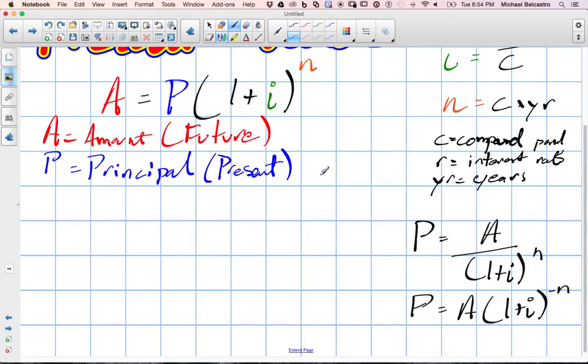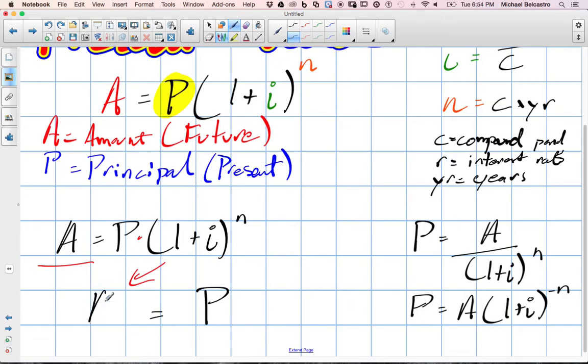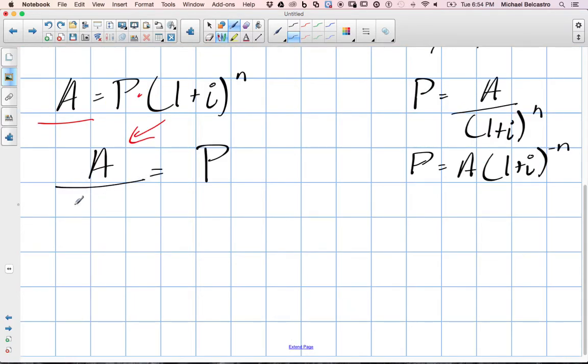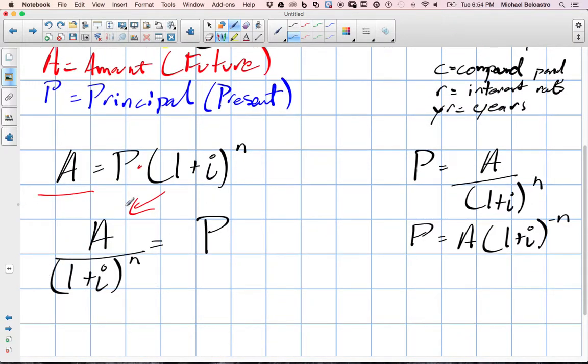This formula is actually just isolating for P. We had A equal to P times 1 plus I to the power of N. There's multiplication, so in order to move it to the other side, we have to divide by it. So we end up with P equal to A over 1 plus I to the power of N. Really no need to memorize any other formulas. We memorize the one as long as we can manipulate it.